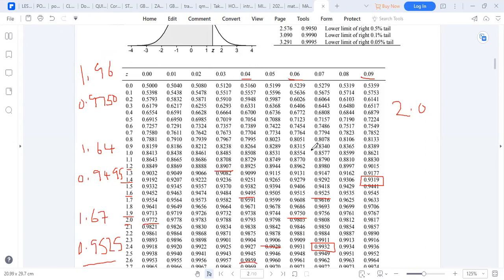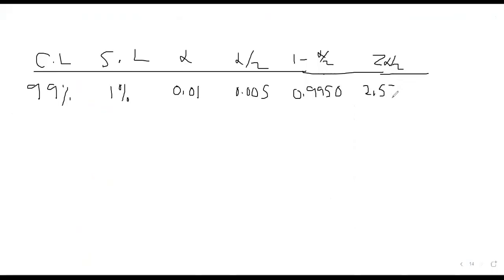2.5 is the closest. 2.57, 2.575. It's close to both of them, so you can choose any of them. That's what I was saying. The most exact is 2.575. So that's where it is coming from here. So our Z is 2.575.